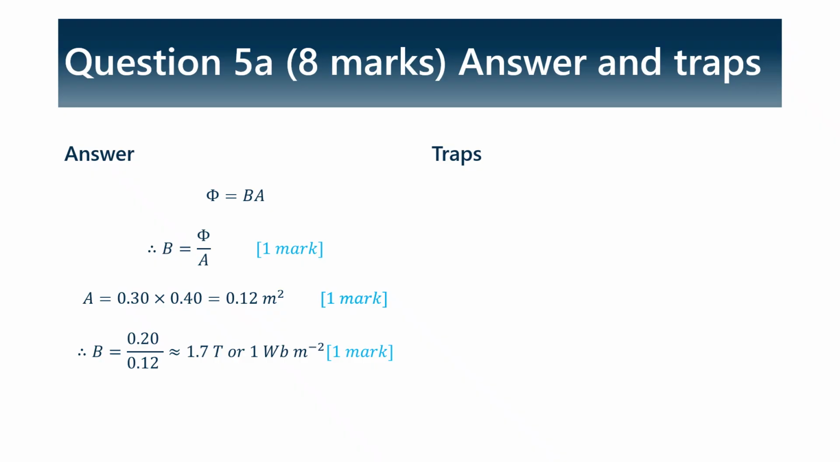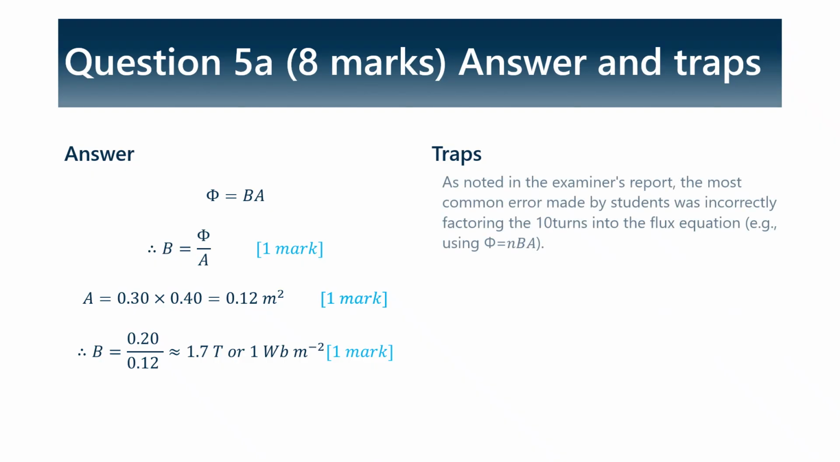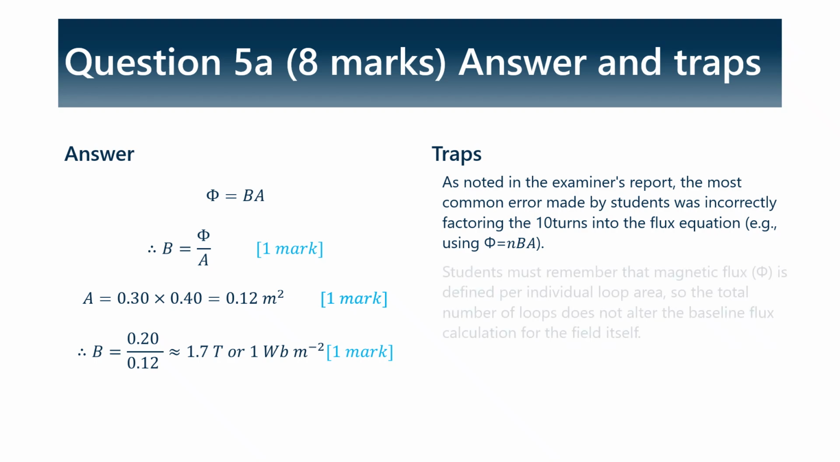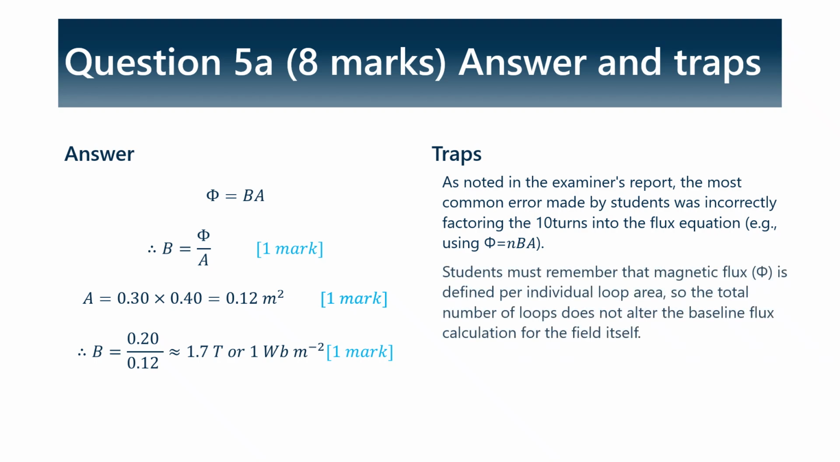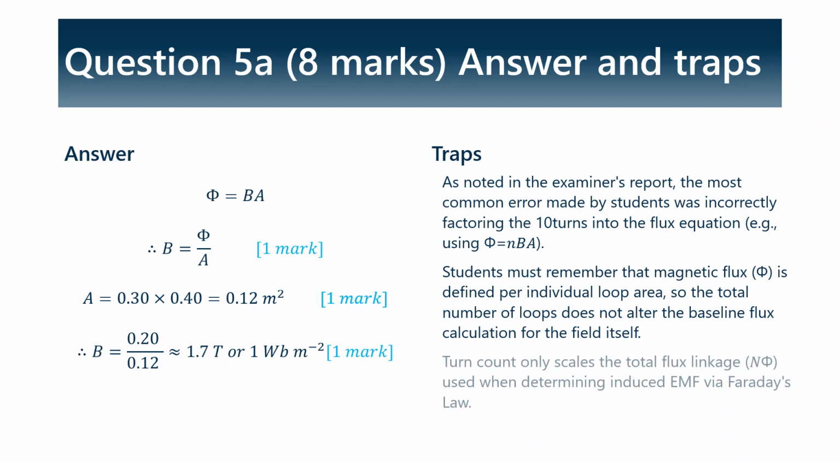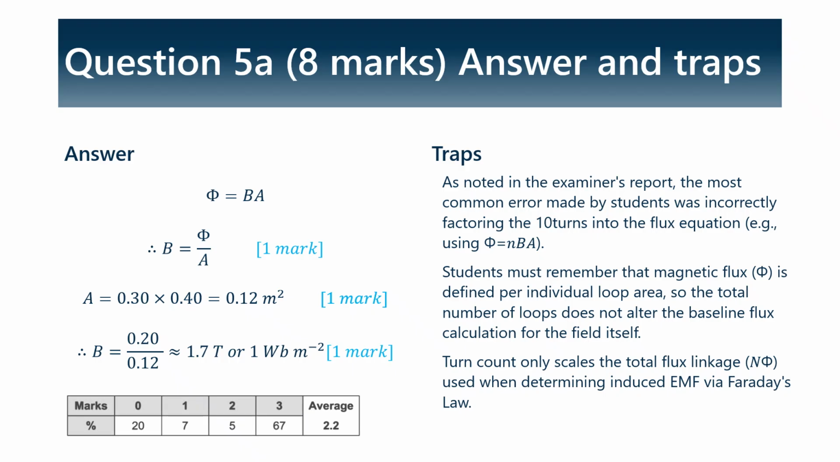As noted in the examiner's report, the most common error made by students was incorrectly factoring the 10 turns into the flux equation. Students must remember that magnetic flux, phi, is defined per individual loop area, so the total number of loops does not alter the baseline flux calculation for the field itself. Turn count only scales the total flux linkage, used when determining induced EMF via Faraday's law.